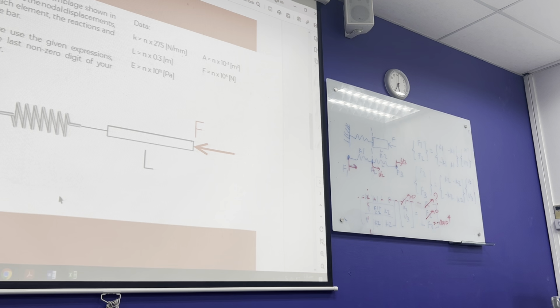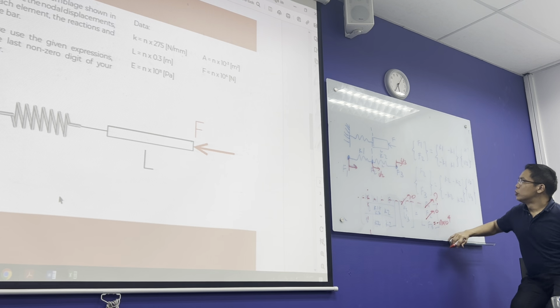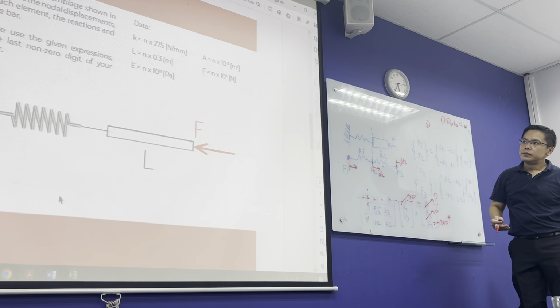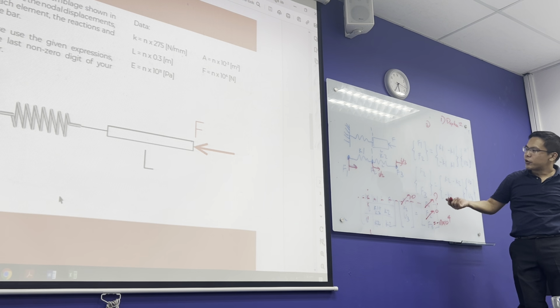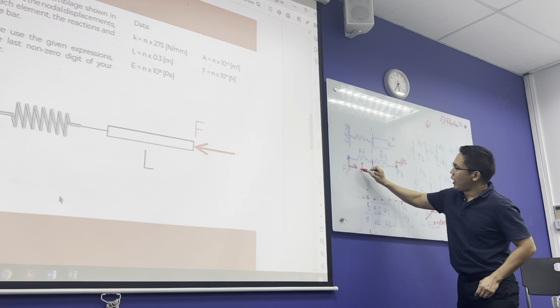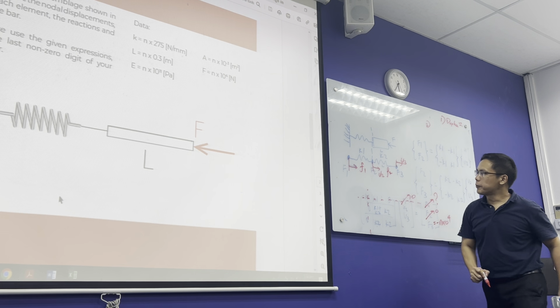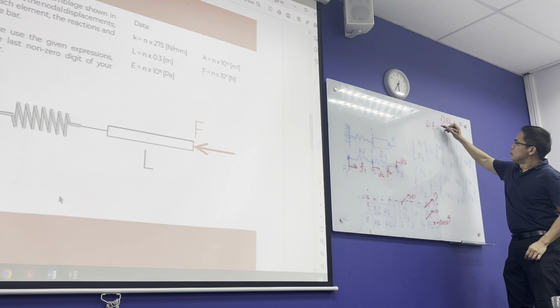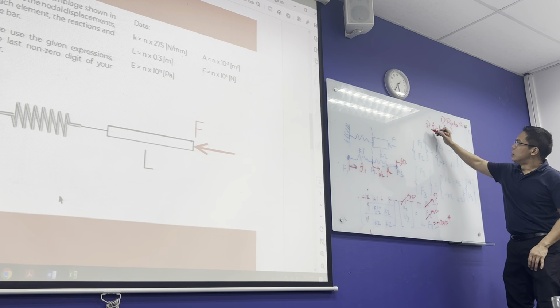So what's the next thing you need to do here? With this, you have solved number 1, your displacement. Number 2, what do you need to do? Spring force. So the spring force, same thing. Your small f1, your small f2. Small f1 equals K1 (U2 minus U1). Small f2 equals K2 (U3 minus U2).